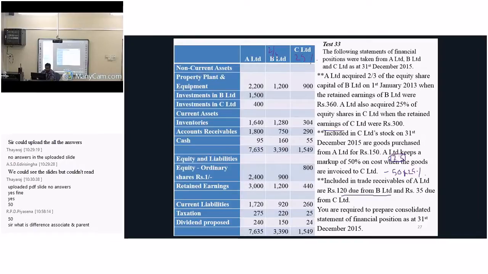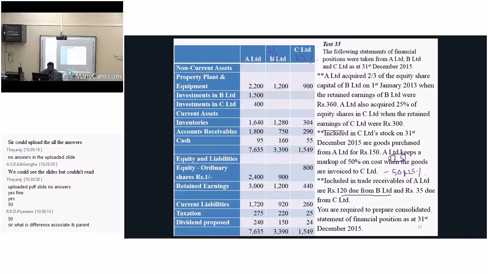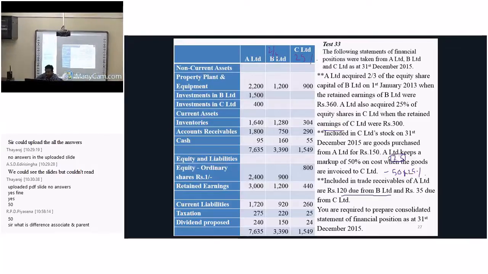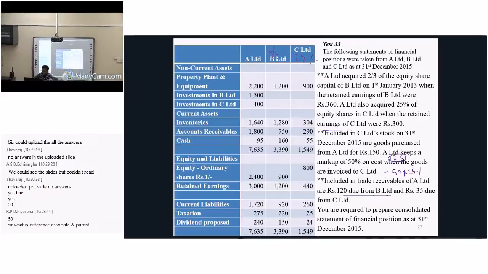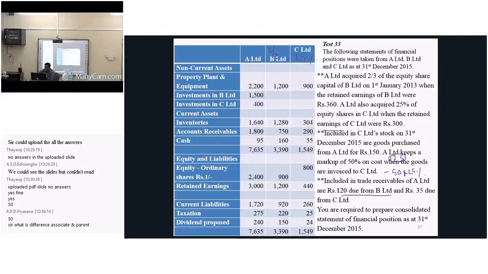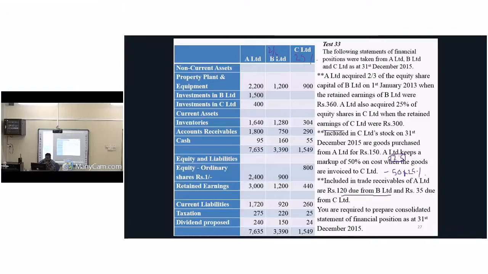Good question. What is the difference between associate and parent? Parent means the company which has subsidiaries. Associate means if a company purchases less than 40% of shares but more than 25% of shares, we call it an associate. Understand? The parent has controlling power, but an associate involves only significant influence.